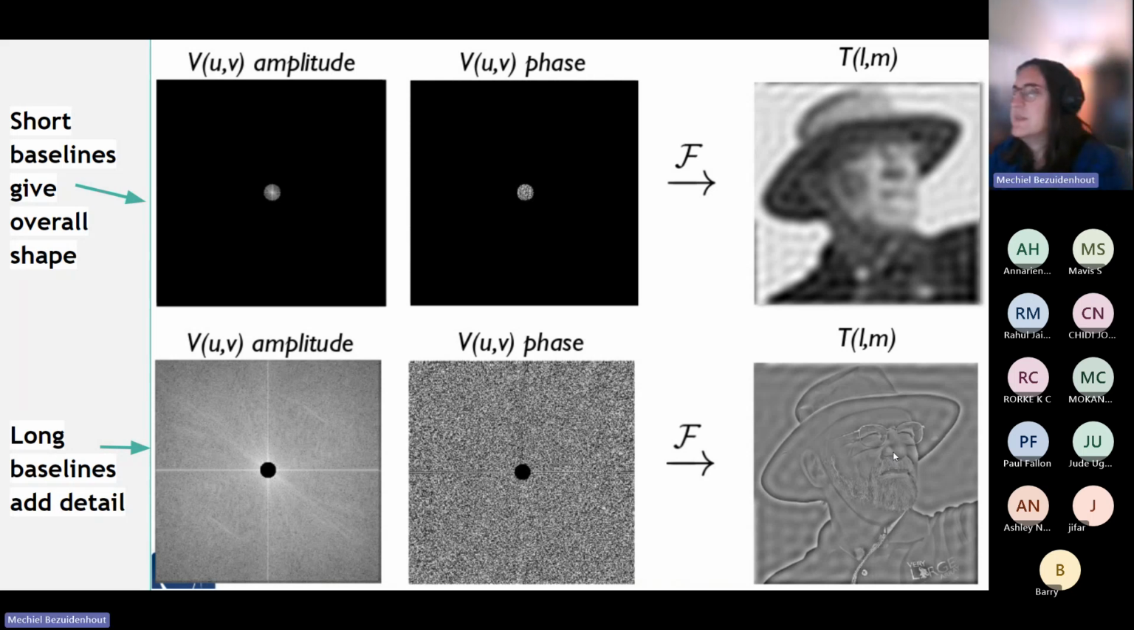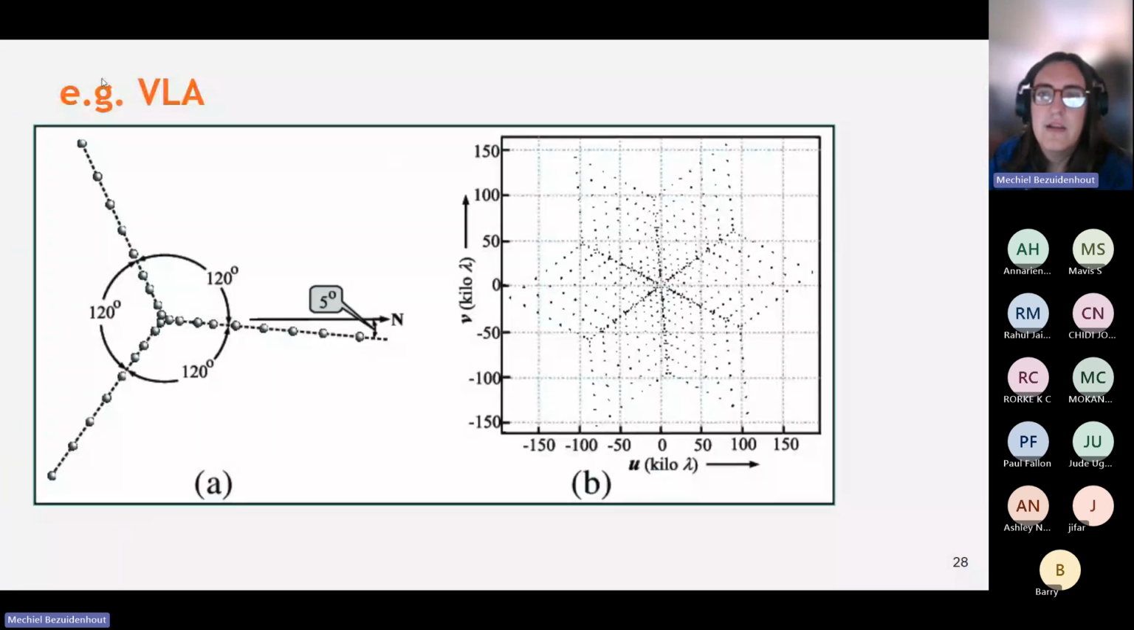I hope that makes some sense. Here's an example, again using the very large array, which I showed earlier. So it's this array of telescopes arranged in these three legs. And on the right is the UV distribution of this array. So you can see the symmetry of this array, the actual symmetry of the dishes.